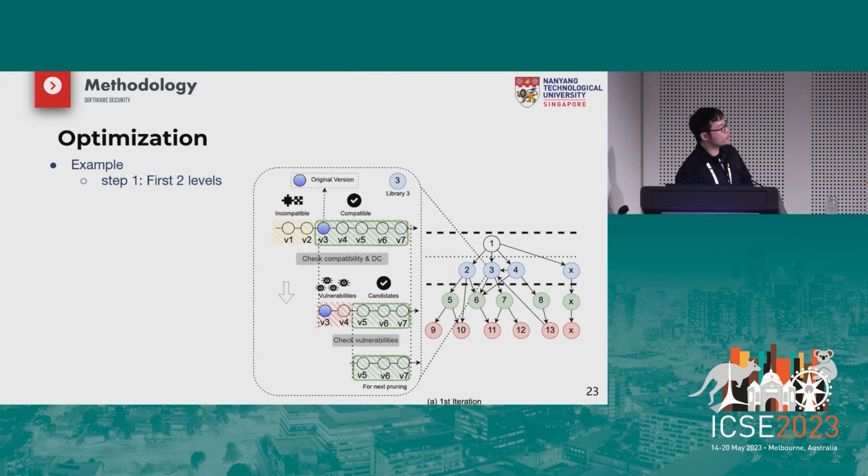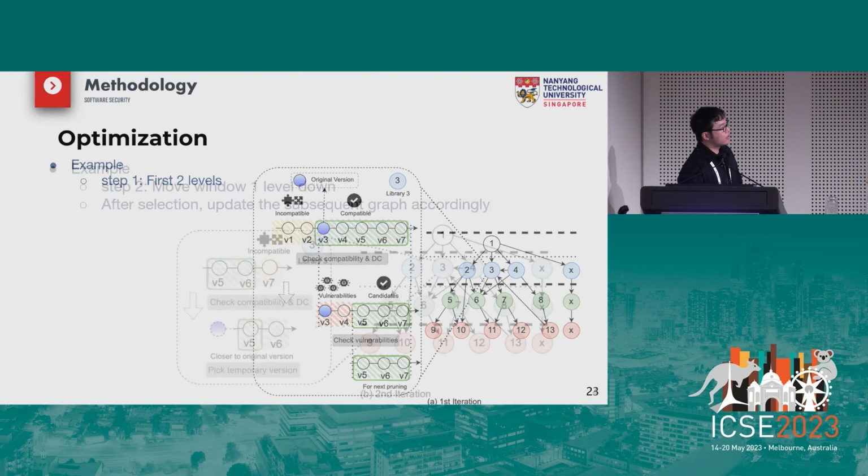Let's take an example of the optimization. On the right is the dependency graph, and 1 is the root, and we take library 3 as an example. Library 3 has a version tree from V1 to V7. We first check its incompatibilities, and we find that V1 and V2 are incompatible. The rest are compatible. For the second step, we check the vulnerability mapping in our mapping database to find out which versions are vulnerable. We find V3 and V4 vulnerable, so V5 to V7 are incorporated into the candidate list.